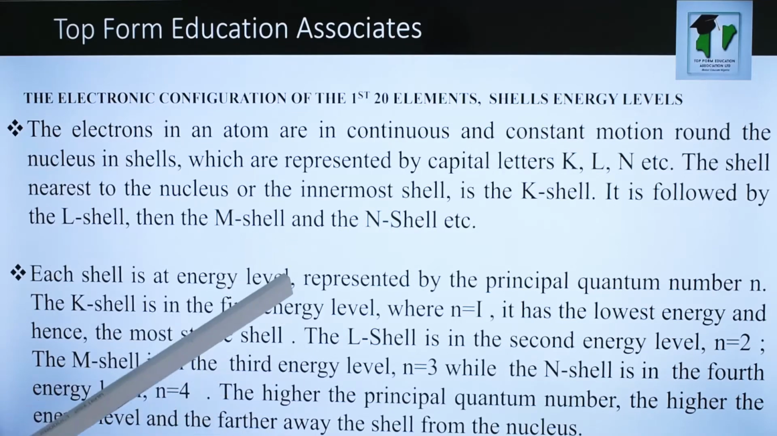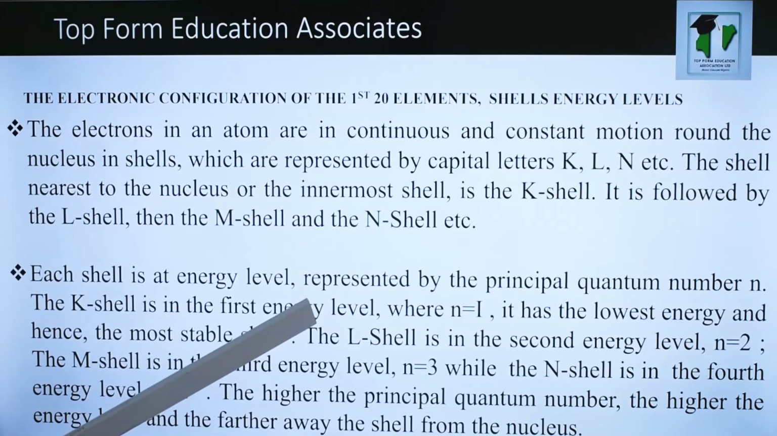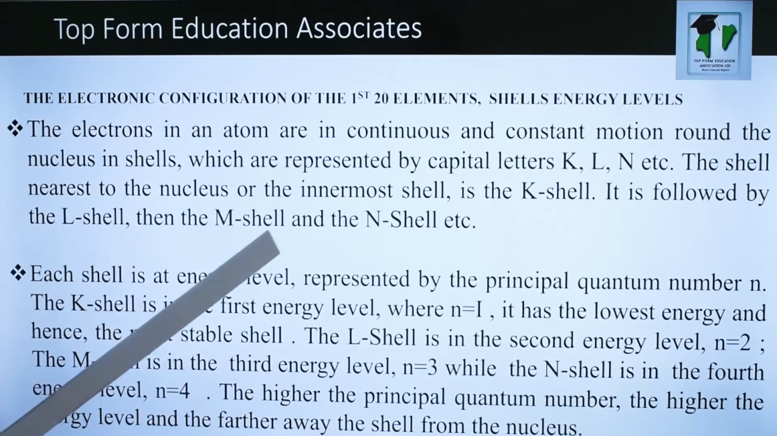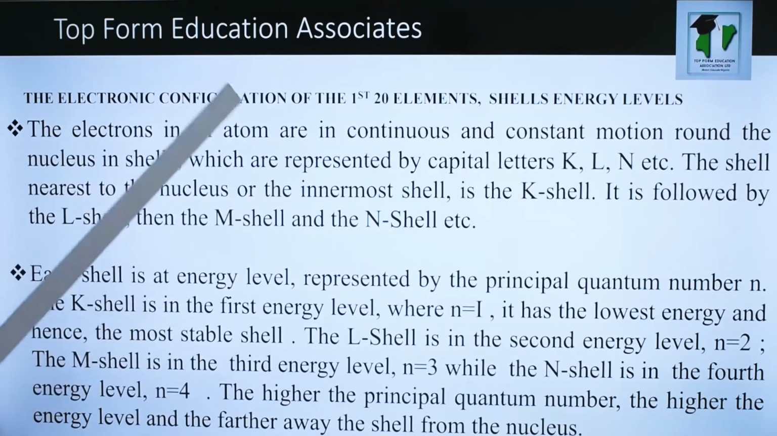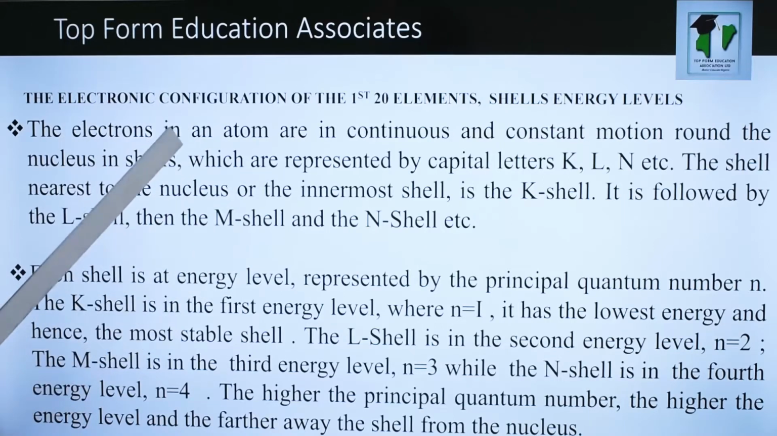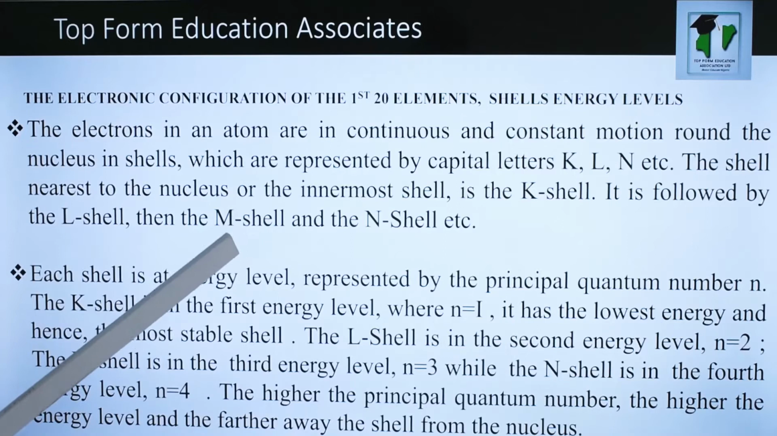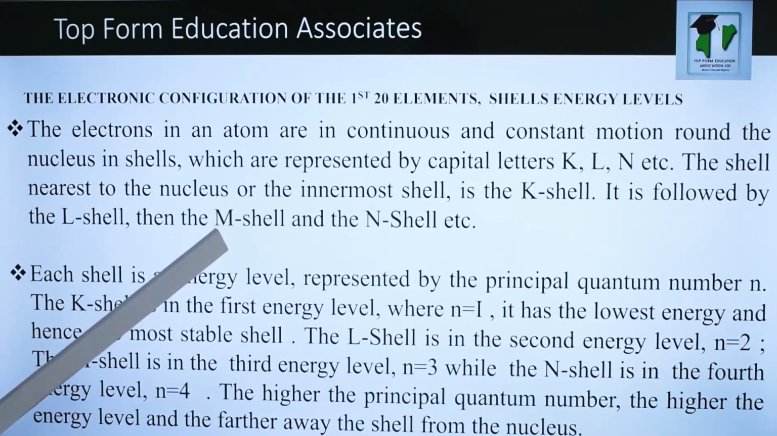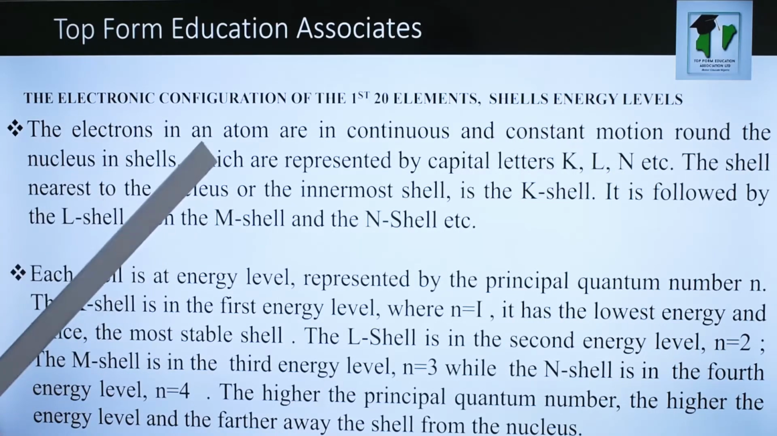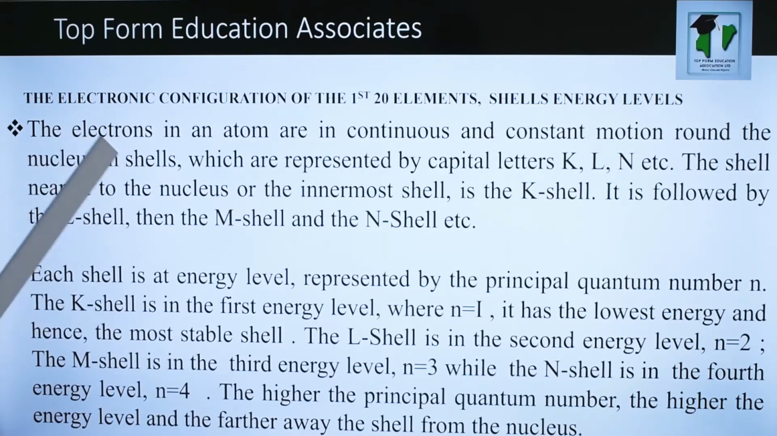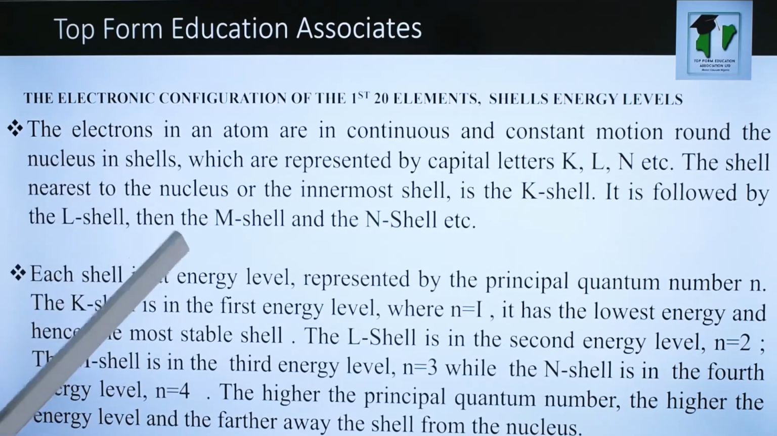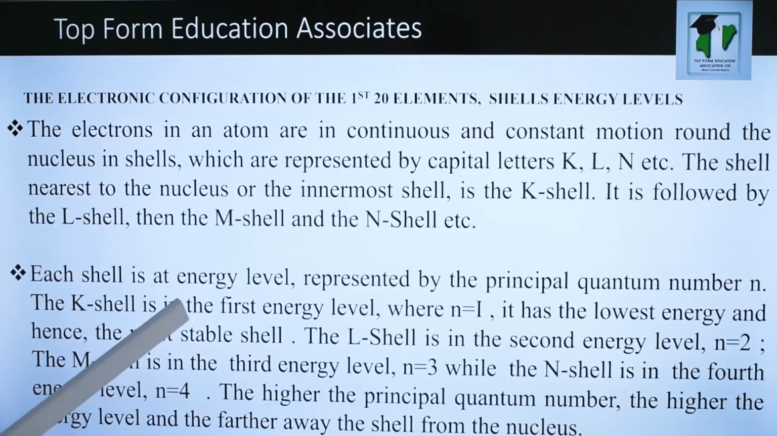What we are saying is that at the nucleus of the atom, we have shells surrounding the nucleus. We have about 7 shells: K shell, L shell, M shell, N shell, O shell, P shell, and Q shell. But the first shell that is closest to the nucleus of the atom is the K shell.